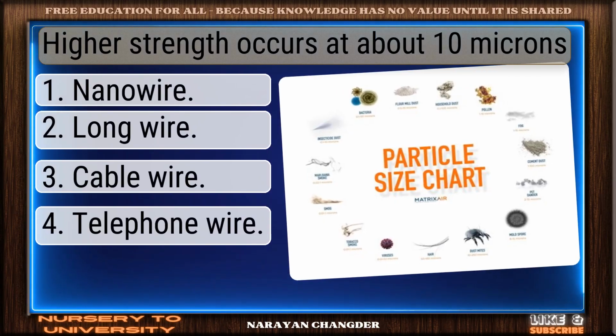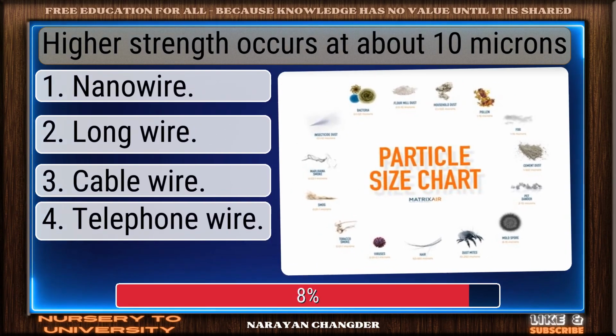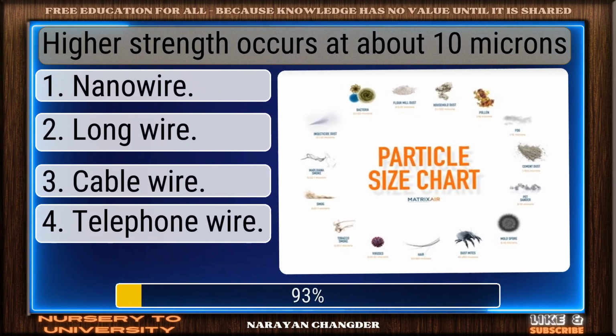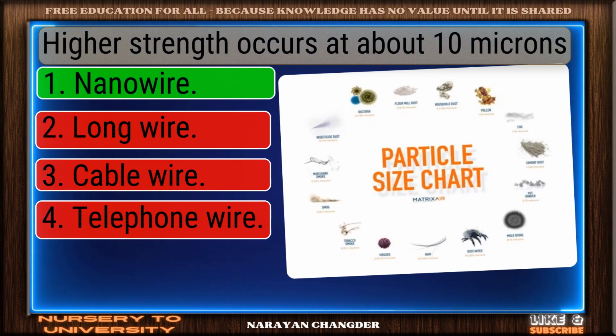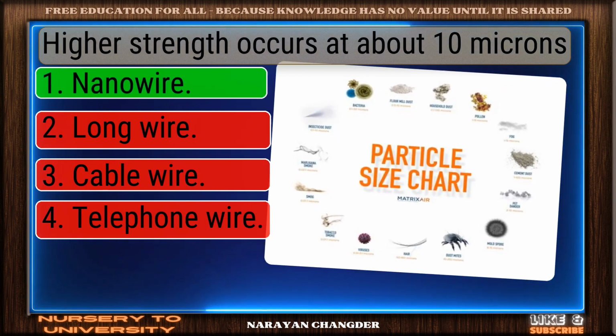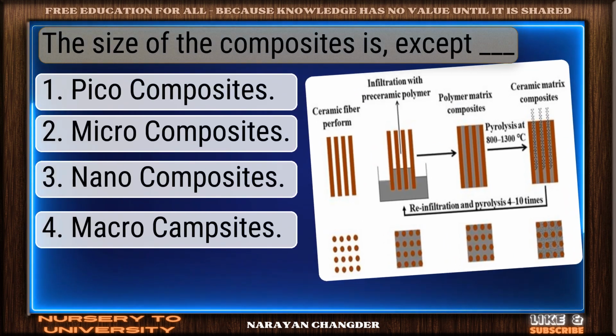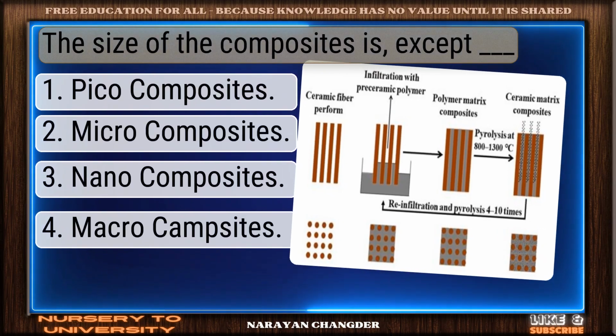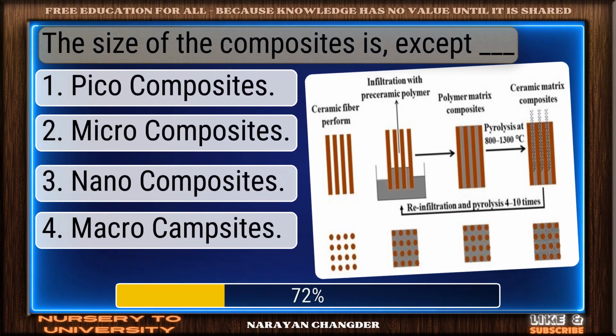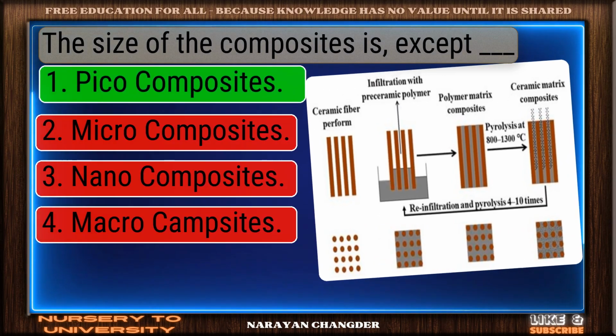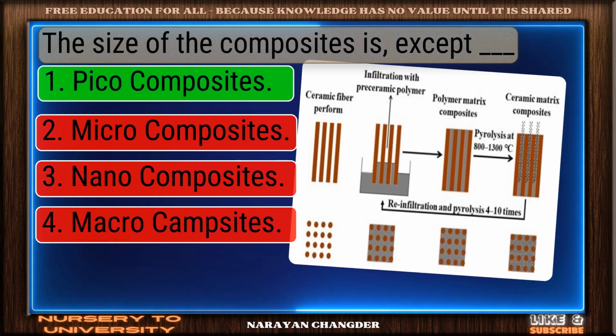Higher strength occurs at about 10 microns. You chose nanowire, and it is correct. The size of the composites is except dash. Nicely done. Pico composites is a solid answer.